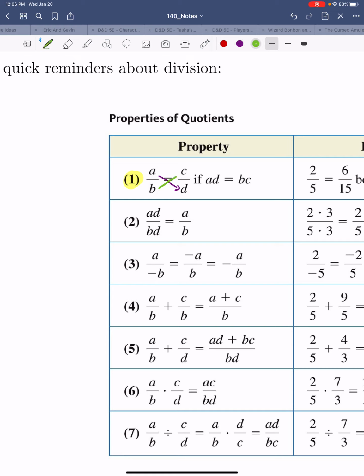Maybe I'll denote it like this. And you can just see where we're getting our products.